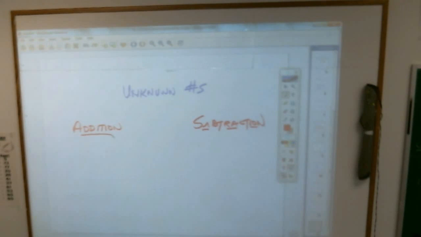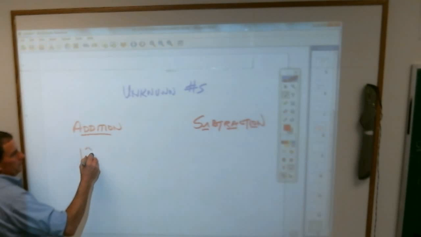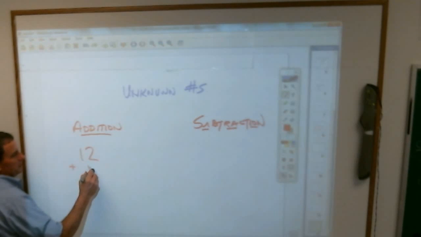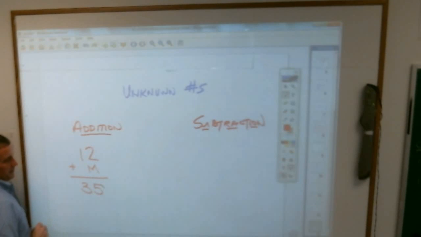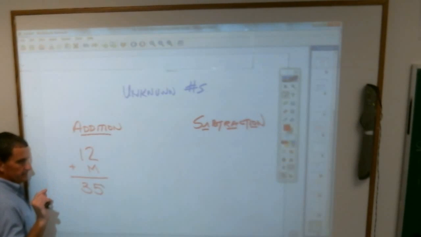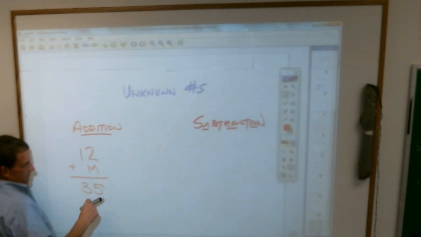Addends, right? Yes. Minuend, subtrahend, difference? Yes. Alright, perfect. So the problem is going to look like this. If you have 12 plus some number equals 35, how do you find the answer to that? If you're missing one of the addends, Jacob? You subtract 35 from 12.